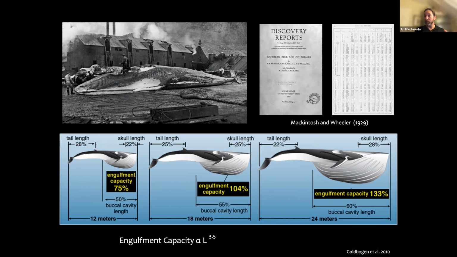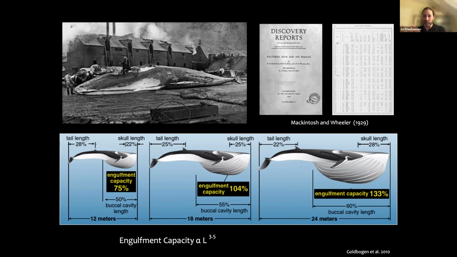Well, if you're a very small minke whale, and by small, I mean about 12 meters long, when you open your mouth and fill it with water, you can get about 75% of your body weight in water in your mouth at one time. So if that whale weighs 10 tons, that means 7.5 tons of water go into your mouth every time you open it to feed, and how much food is in there is dependent on the density of it, but that's a lot of water you can get in.